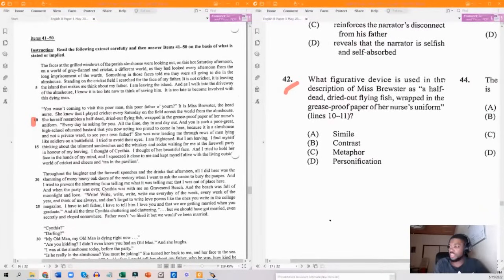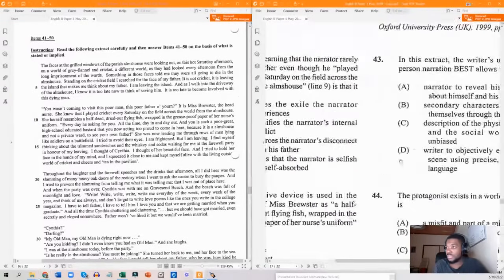All right, 42, it has to be a metaphor. 42C. Very easy. Miss Brewster is something else. Saying that one thing is something else is a metaphor. No as or like, so no simile, no contrast. We don't see two opposite things. Definitely no personification. So C. 42 has to be C.